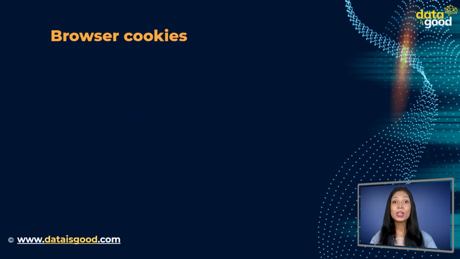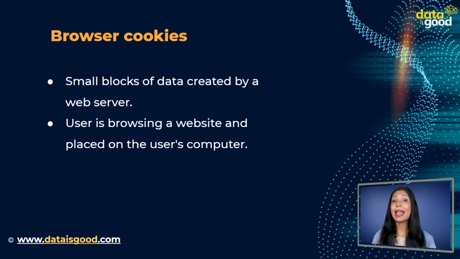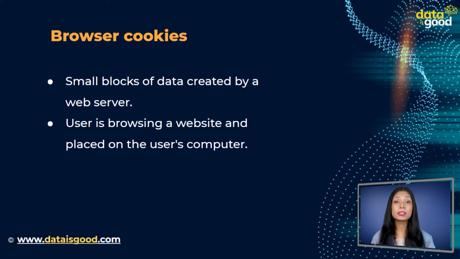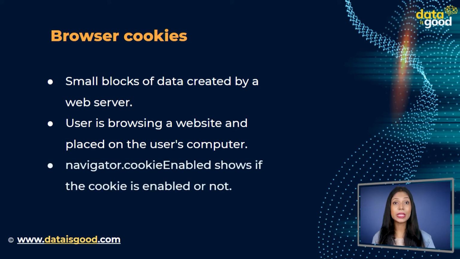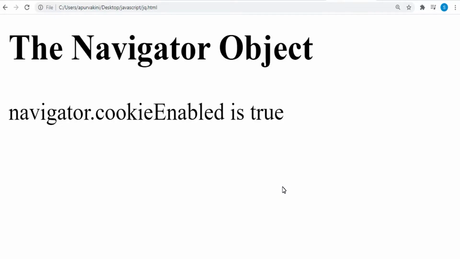Browser cookies. Cookies are small blocks of data created by a web server while a user is browsing a website and placed on the user's computer or other device by the user's web browser. navigator.cookieEnabled shows if cookies are enabled on your browser or not. Now let us jump into an example. We are using navigator.cookieEnabled to see whether cookies are enabled or not. So let us see the output. The cookieEnabled property returns true if cookies are enabled, otherwise false.